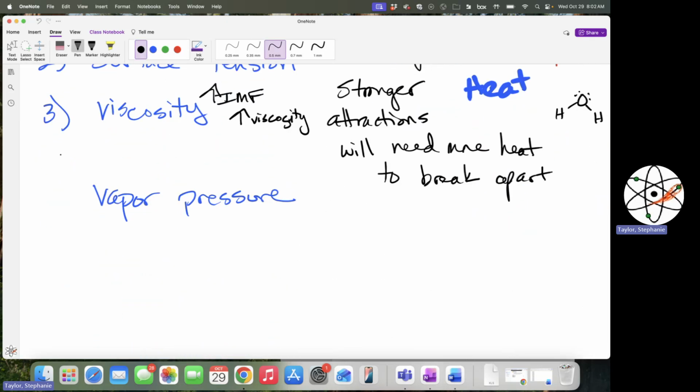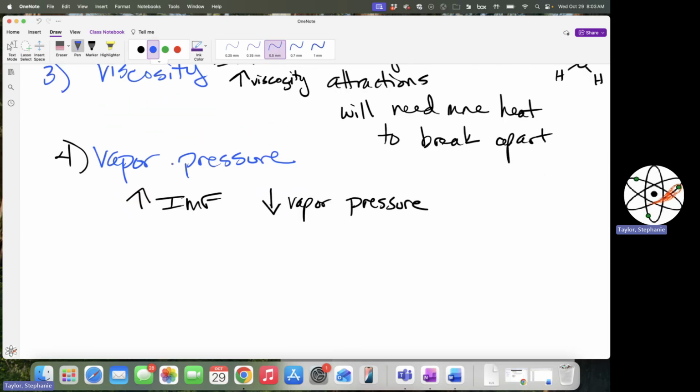Vapor pressure is the opposite. Vapor pressure is going to be the higher the intermolecular forces, the lower the vapor pressure, because vapor pressure is still affected by intermolecular forces, but it is different because you're not measuring how well the liquid stays together, you're measuring how much of it goes into the gas phase. What I mean by that is, if I have a liquid hanging out, some of this will evaporate. So we will get some of that to evaporate. So this is caused by evaporation.